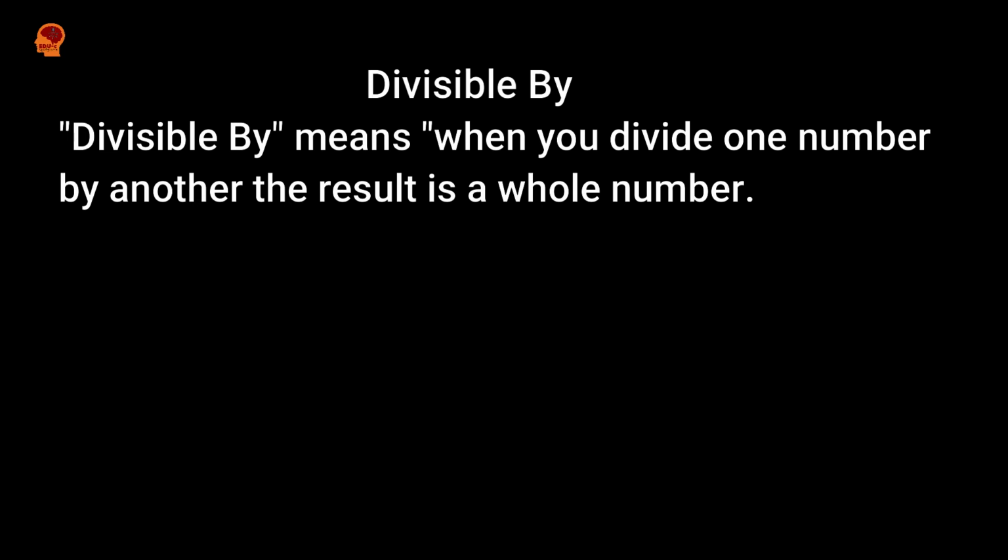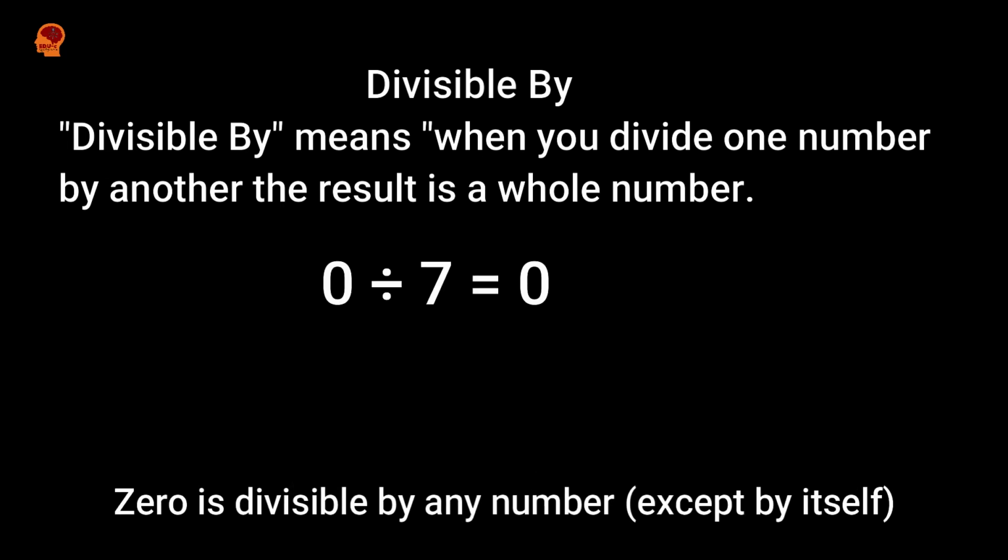One thing I need to point out here is, 0 is divisible by any number except by itself. So when I say 0 divided by 7 or 0 divided by 5, the answer is always what? 0. 0 isn't divisible by itself. The divisibility test for 0 when it's divided by another number is yes.